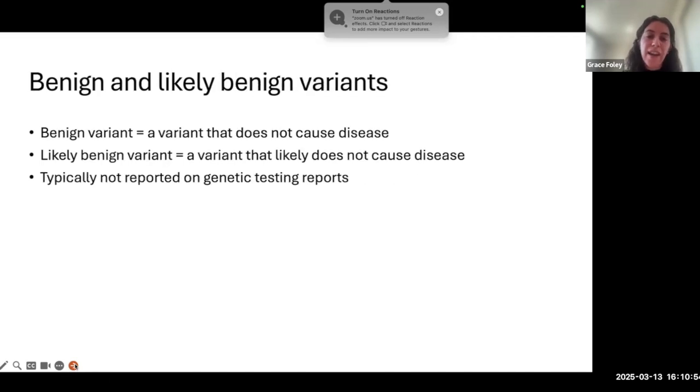Next, I'll mention benign and likely benign variants. If there's enough evidence that a variant does not cause disease, it's called a benign variant. And if a variant is likely to not cause disease, but there's not enough evidence to say with more certainty that it is benign, then the variant might be called a likely benign variant. If someone does genetic testing and a benign or likely benign variant is found, these variants are typically not shown on a genetic testing report because there's enough evidence that they do not cause disease.